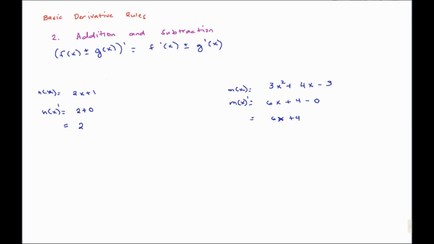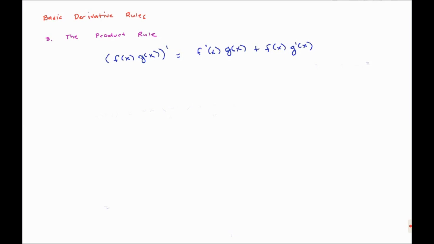Now, let's move to the third derivative rule. This is called the product rule. For the product rule, you have f of x times g of x. When you are asked to find the derivative of their product, all you have to do is to determine the first derivative of your first function, multiply it by your second function, g of x, and then add the product of your first function and the derivative of your second function.